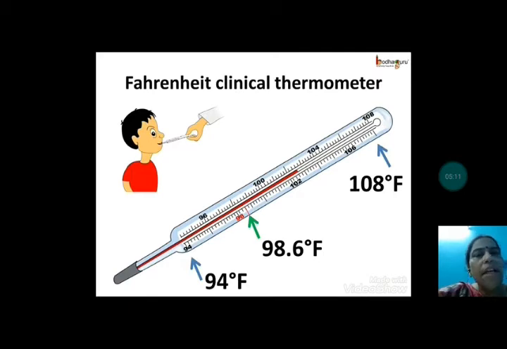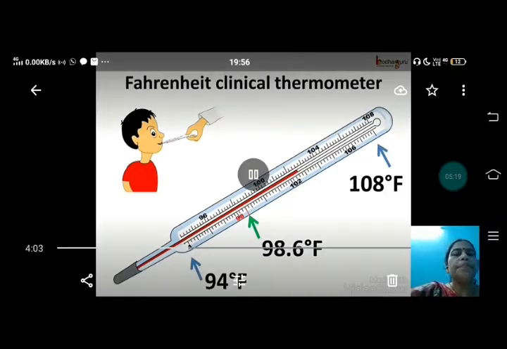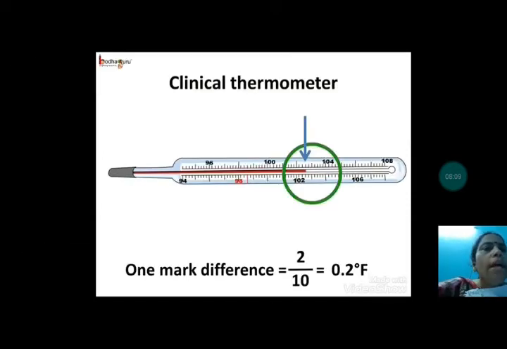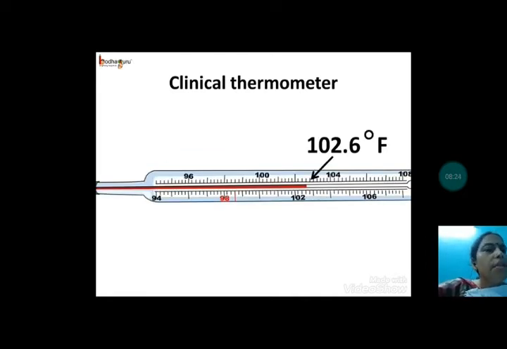Now we are going to read about the construction of a clinical thermometer. In this clinical thermometer, what do we see? We find a bulb, okay? The clinical thermometer is a long, narrow glass tube. And after that, 102, and then after that it is 0.6. How does it come to 0.6? Because 0.2, 0.2 and 0.2. 0.2 plus 0.2 plus 0.2, it will make 102.6 degree Fahrenheit. So that is how we read the clinical thermometer.